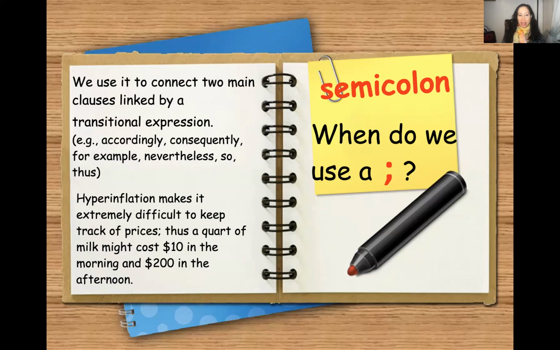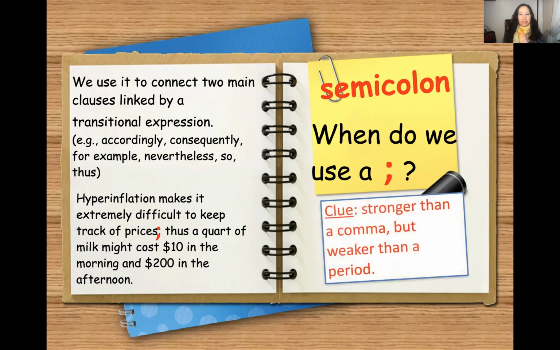Wow, this is a tough one, right? Are you reading with me? Okay, so you see the semicolon? Now you notice the transitional expression, the word thus, okay? Another bonus question, put a sentence together using a transitional expression connecting two main clauses, okay? This is a tough one. Let's see who gets some bonus points. Remember, a semicolon is stronger than a comma, but weaker than a period.